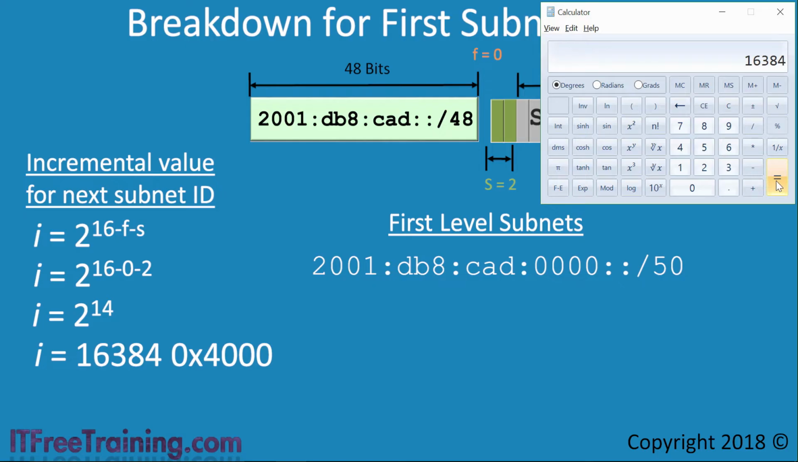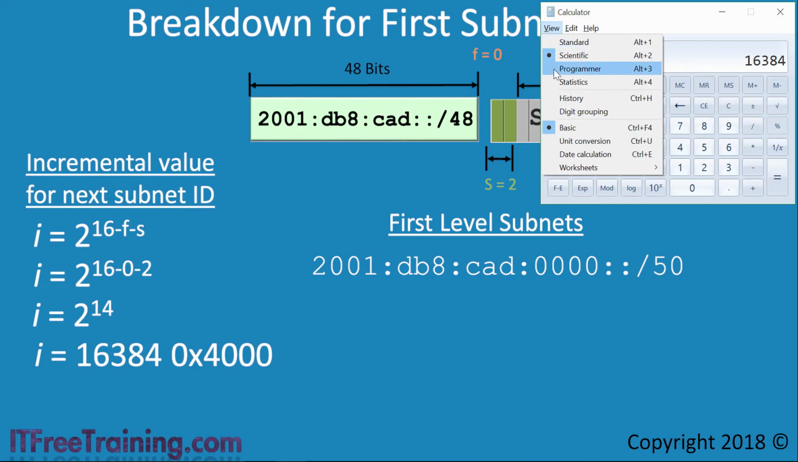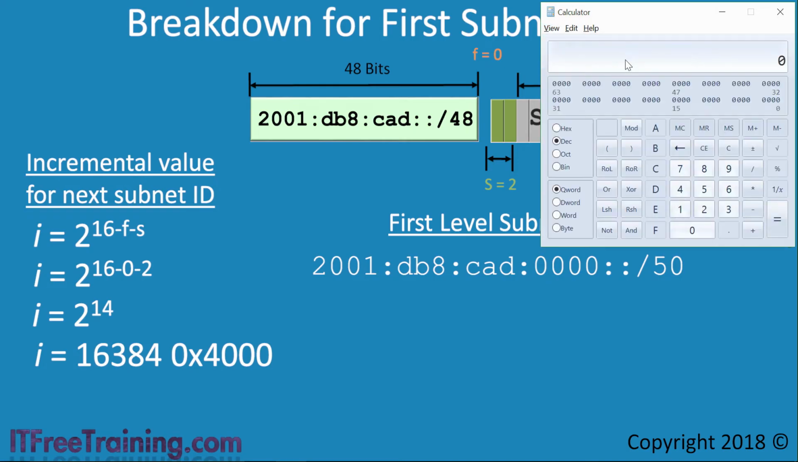The next step is to change this to hexadecimal. To do this, I will select the View menu and then select the option Programmer. I will enter 16,384 and then select the button Hex. You can see the number changes to 4000 in hexadecimal.